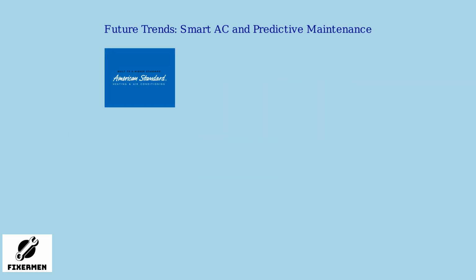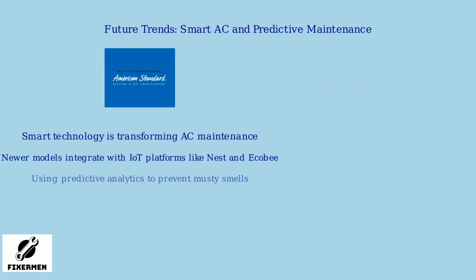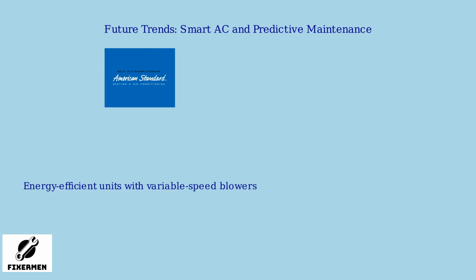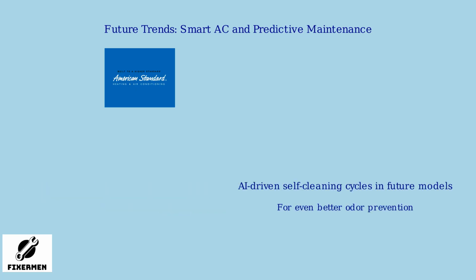The future of AC maintenance involves smart technology. Newer American Standard models are integrating with IoT platforms to predict and prevent musty smells through predictive analytics. Energy-efficient units with variable speed blowers also help reduce moisture buildup. Look for AI-driven self-cleaning cycles in future models for even better odor prevention.